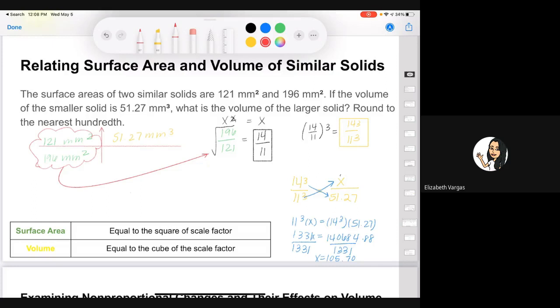Now that I have my scale factor, I can find my volume ratio by cubing it. And so this is the ratio of how my volumes are related to each other. And given that, and given that I have one volume, the volume of my smaller solid, I can go ahead and find the volume of my larger solid, which is my end goal here. Any questions?